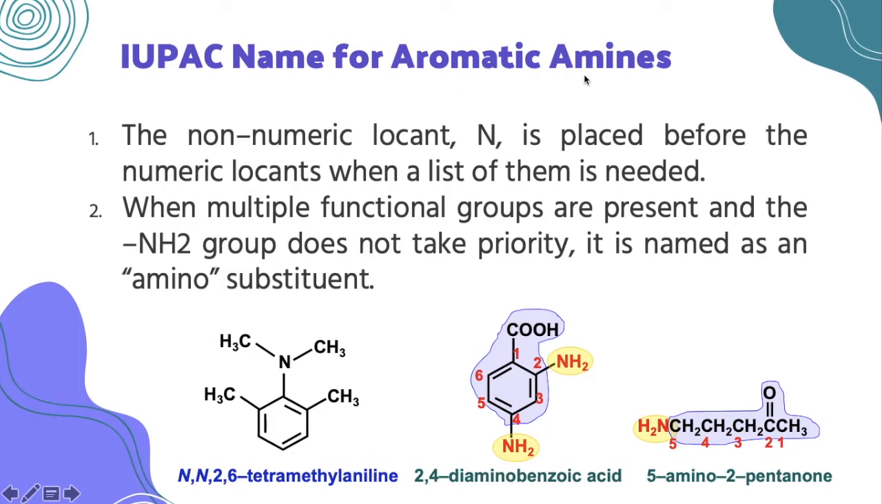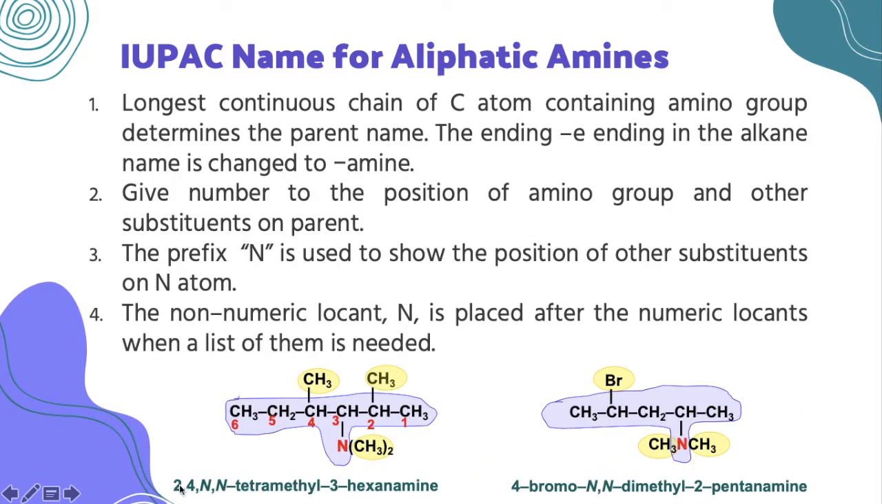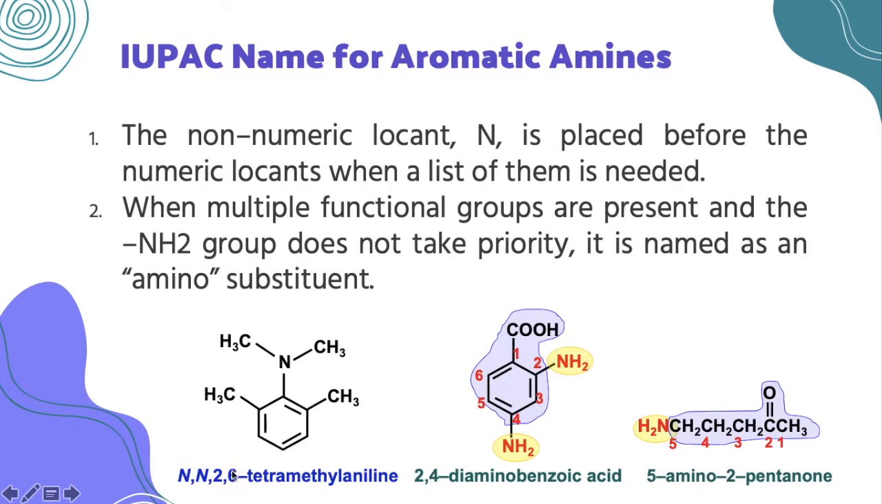For aromatic amines, it's the opposite. The non-numeric locant N is placed before the numeric locant. So this is N,N,2,6, not 2,6 and N. If you notice, in aliphatic amines it's the number first and then N. In aromatic amines, it's N first and then the number.